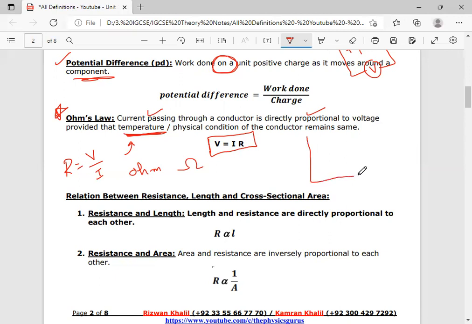When we draw the graph between voltage and current, since these two quantities are directly proportional, the graph will be a straight line like this. Then the relation between resistance, length, and cross-sectional area. Resistance and length are directly proportional to each other. When length increases, resistance of the conductor also increases. When length decreases, resistance of the conductor also decreases.